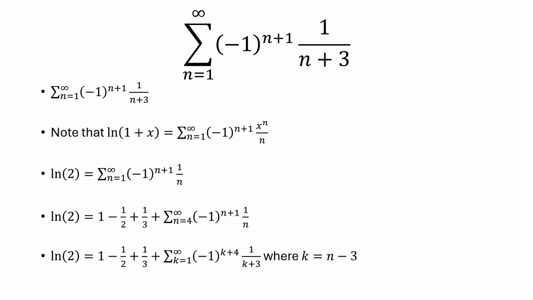And if I plug in x equals 1, I get ln of 1 plus 1, which is ln of 2. That's going to equal the sum from n equals 1 to infinity of negative 1 raised to the n plus 1 times 1 over n.